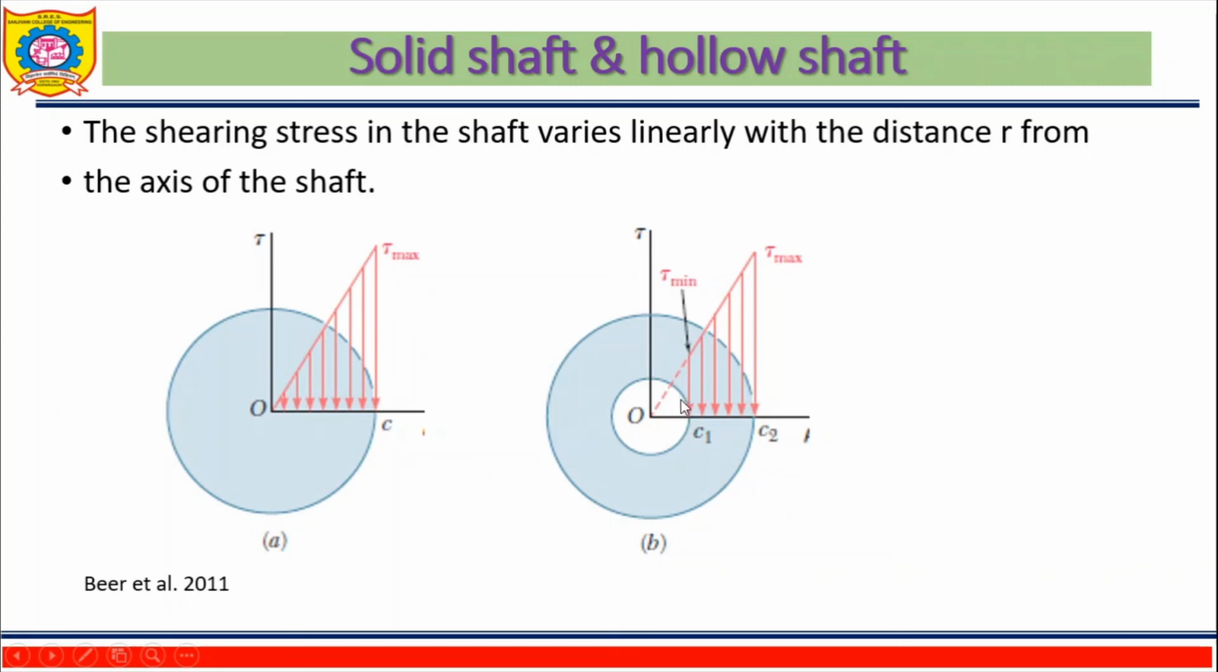So here, the shearing stress in the shaft varies linearly with the distance R from the axis of the shaft. From this also we can see that up to this point the value of the shear stress is very low. Due to that, normally in practical applications we use the hollow shaft, because the value of the shear stress is 0 at the center and it goes on increasing up to a certain limit, and due to that we are using the hollow shaft for all practical purposes.